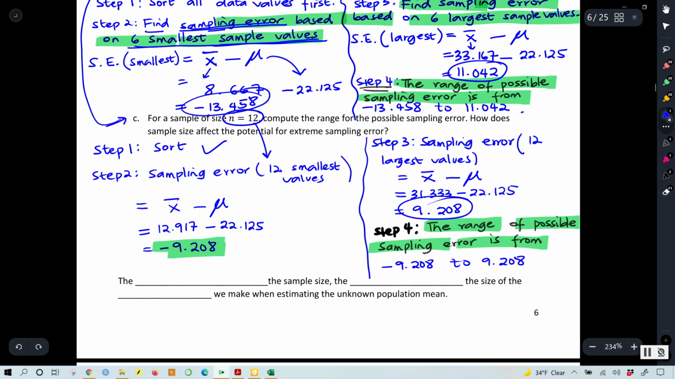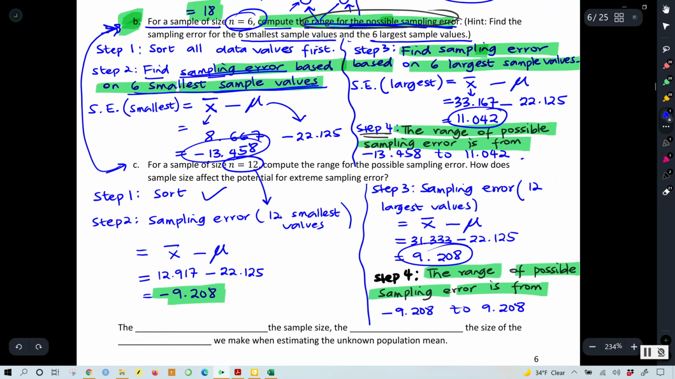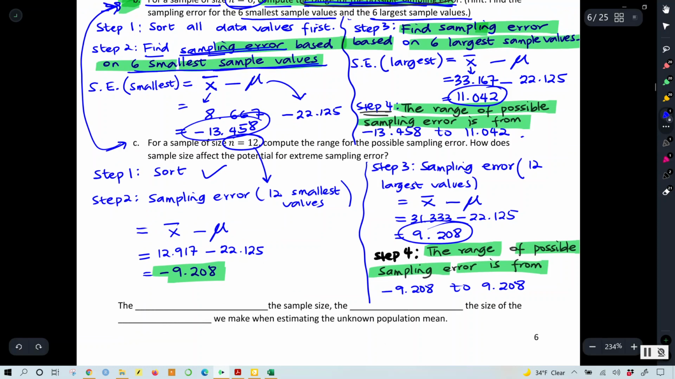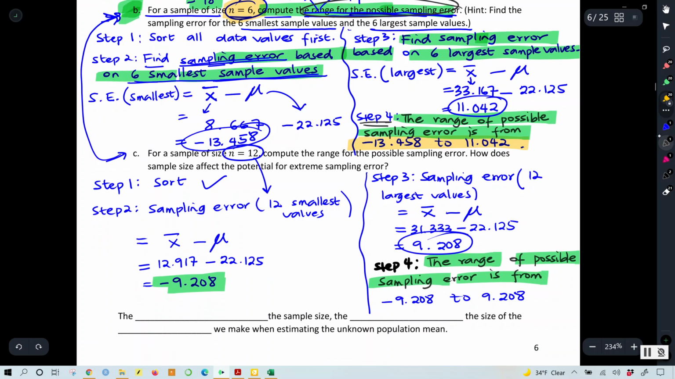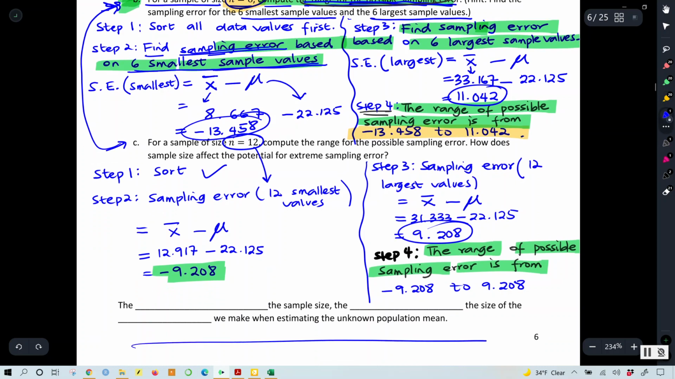Now, it's time to step back and look at something. When the sample size was n equals 6, the range of the sampling error was from negative 13.458 to positive 11.042.